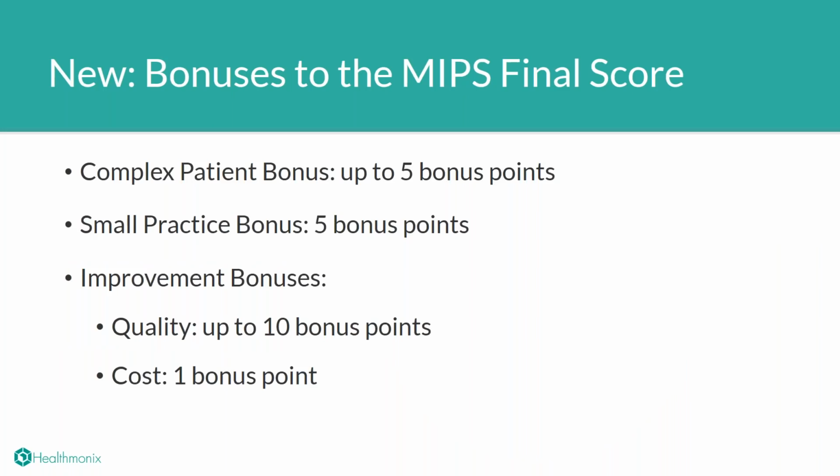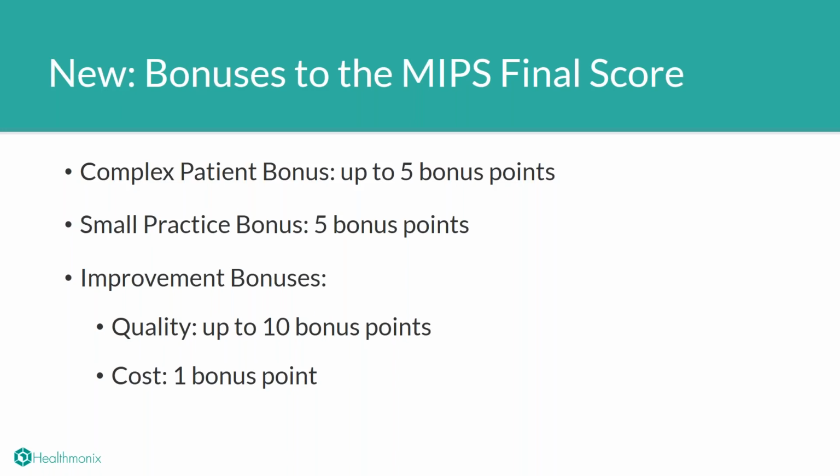So new for the 2018 performance year is going to be some bonuses which will allow clinicians to earn more points by reporting certain aspects of MIPS. So for complex patients, those types of clinicians who are supporting complex patients, you can earn up to 5 bonus points toward your MIPS final score. Additionally, for practices that are considered small practices, which is your 15 or less eligible clinicians, you're going to get a 5-point bonus automatically added to your final score.